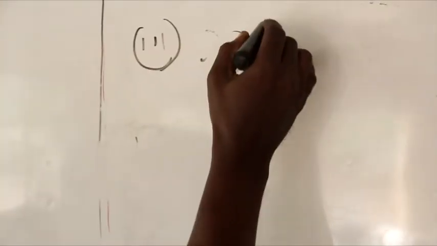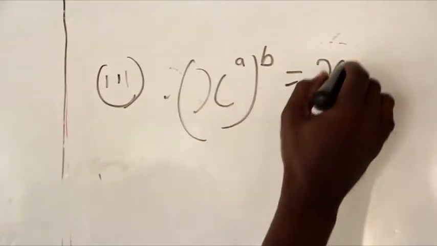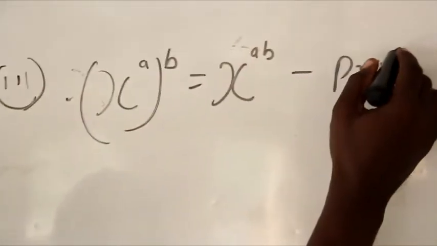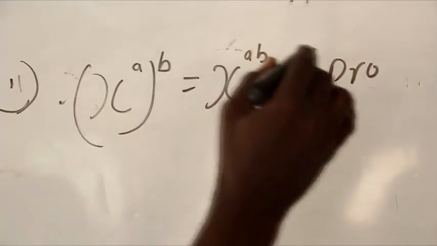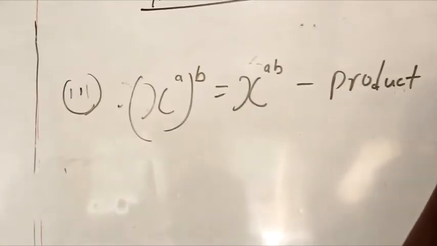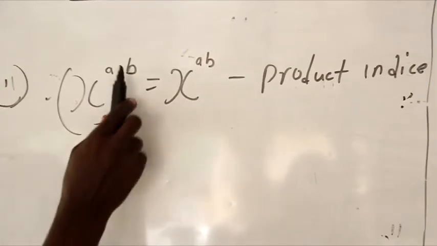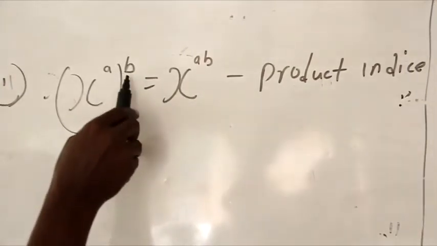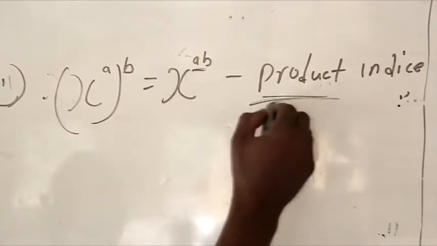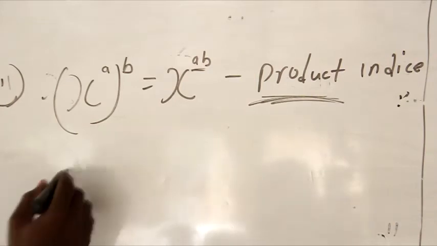Well, let's take the next law. x raised to the power of a, all raised to the power of b, is equal to x raised to the power of ab. This is the power of a power. What you just need to do is multiply the powers. Multiply the powers. So let's take an example on this.